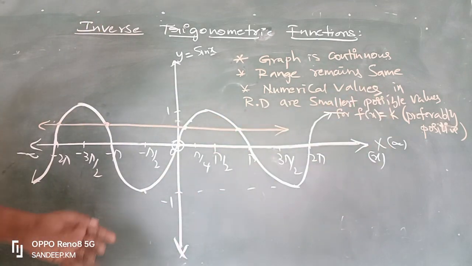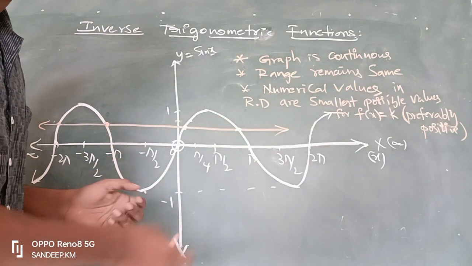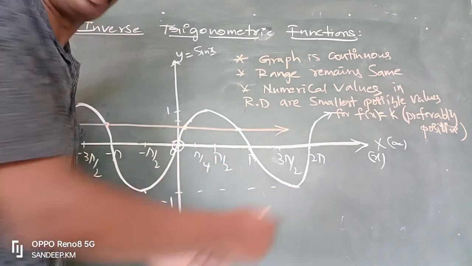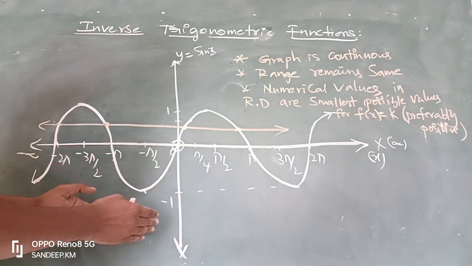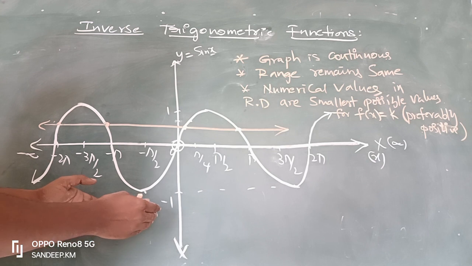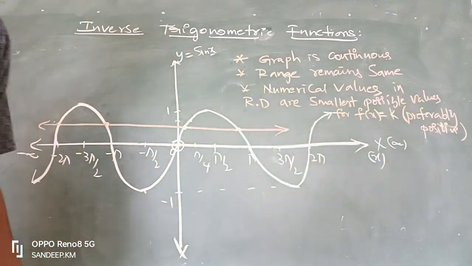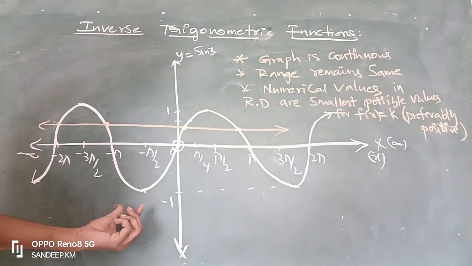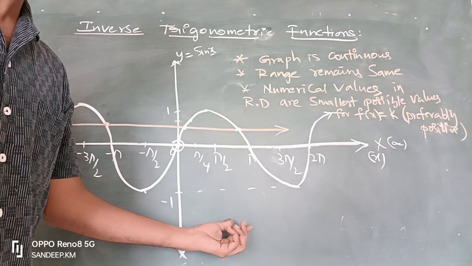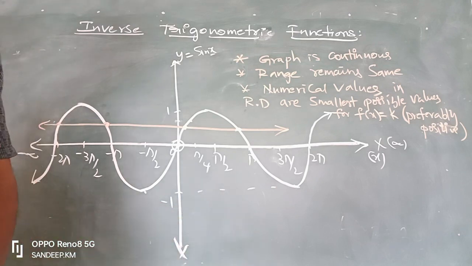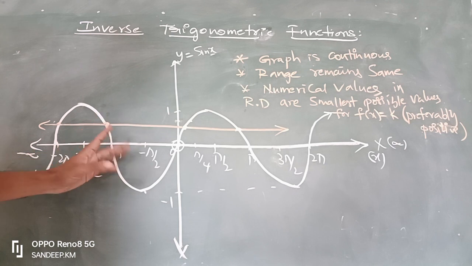Why? Because we can create so many restricted domains. There are so many restricted domains, but I will choose that particular domain where the numerical values are smallest, and preferably positive. Preferably positive means if you have a choice of choosing a negative one and a positive one, I will prefer the positive one. Let us understand this in detail while restricting the domain of sin x.